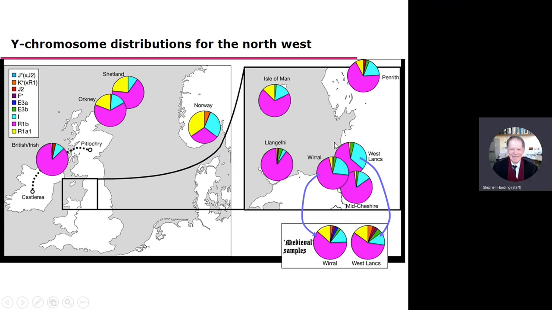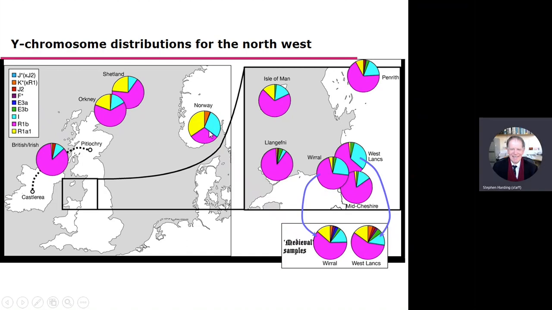So what you see here, this lot here, these are modern samples. This is from men who could say that their male grandfather was from the area, but didn't necessarily have a surname that was present prior to 1600. And you can see the difference. This is Norway. Norway's got a lot of this group here, R1b. It's got lots of group I, and lots of this group here called R1A1.